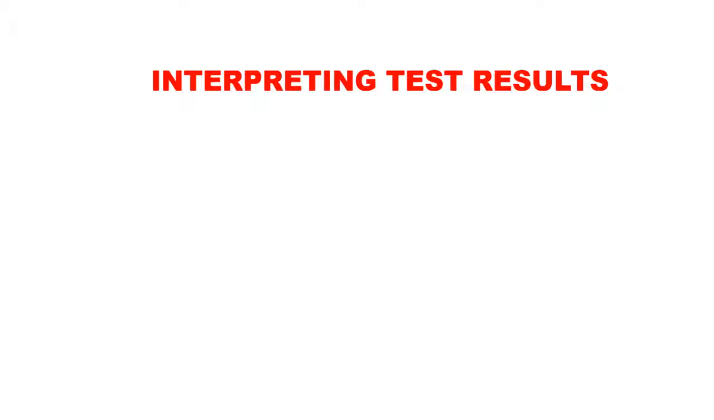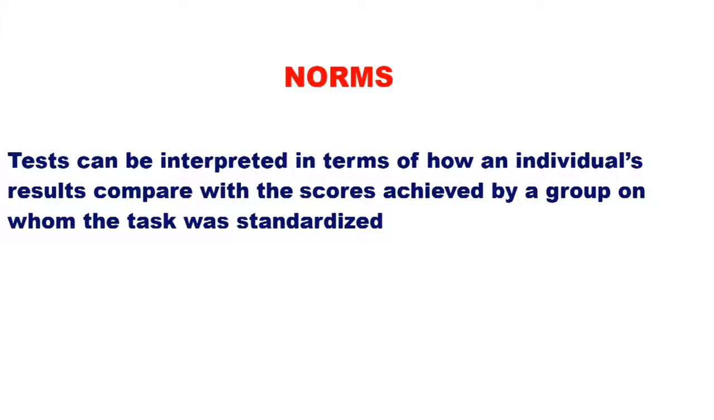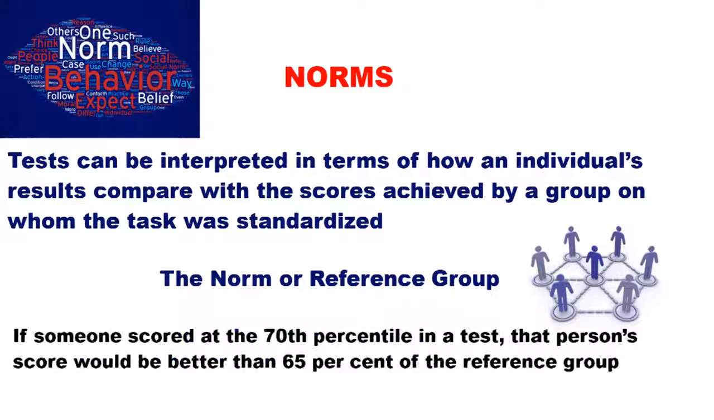Interpreting the test results. There are 2 main methods to interpret test results, and that is the use of norms and the normal curve. Norms. Tests can be interpreted in terms of how an individual's results compare with the scores achieved by a group on whom the test was standardized, the norm or reference group. Thus, if someone scored at the 70th percentile in a test, that person's score would be better than 65% of the reference group. The normal curve.